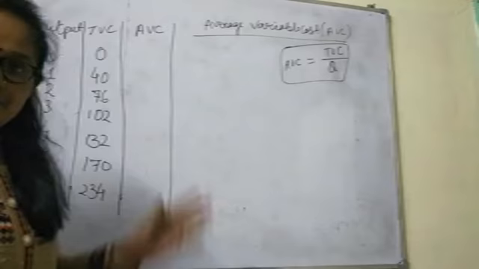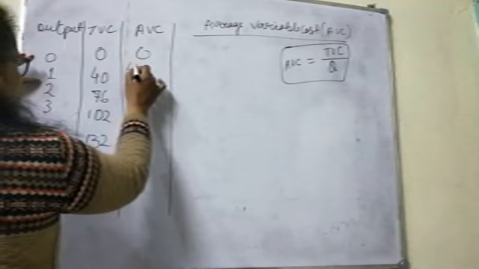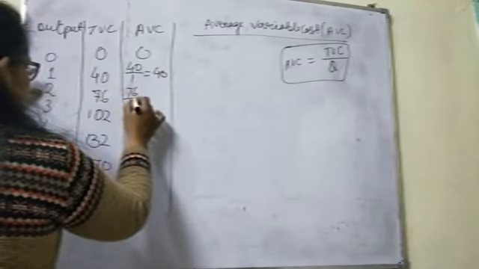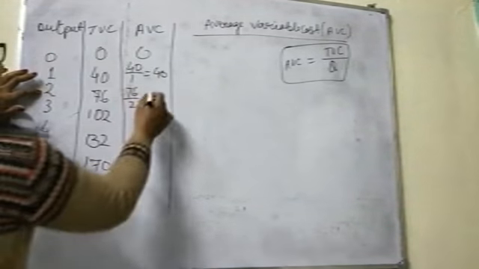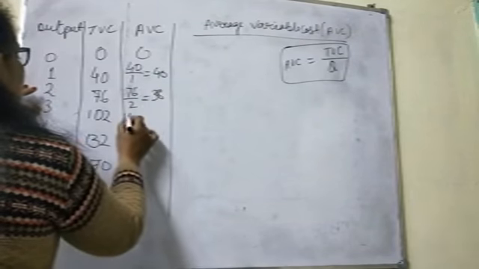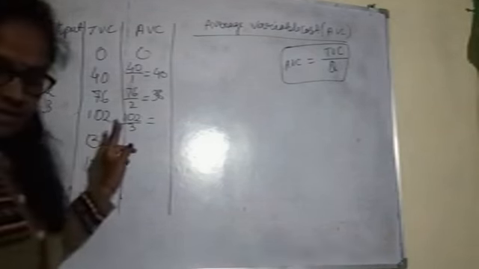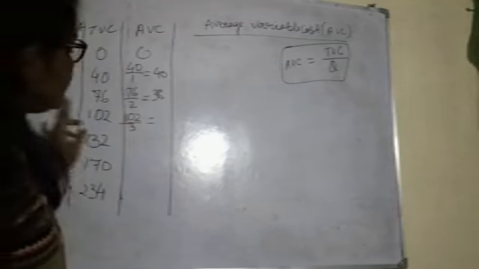You know the formula of AVC, TVC upon Q. So first one will become 0. Second is 40 upon 1, which will be 40. Then 76 upon 2. 76 divided by 2 will be 38. Then 102 divided by 3. You will get 34.